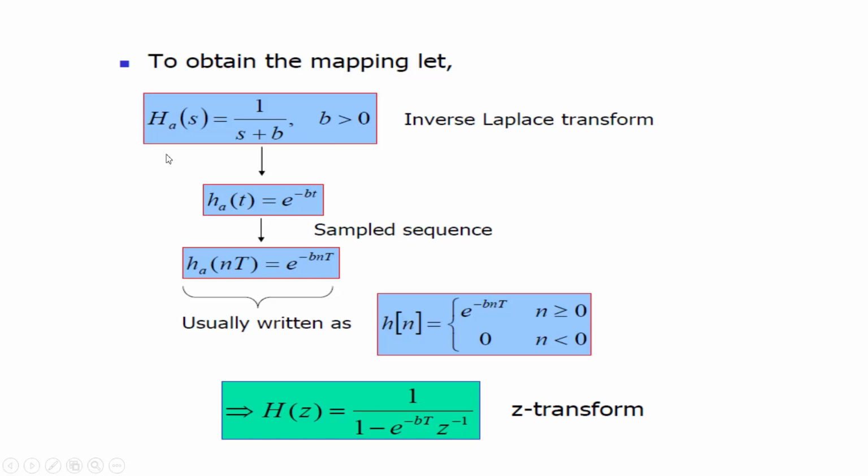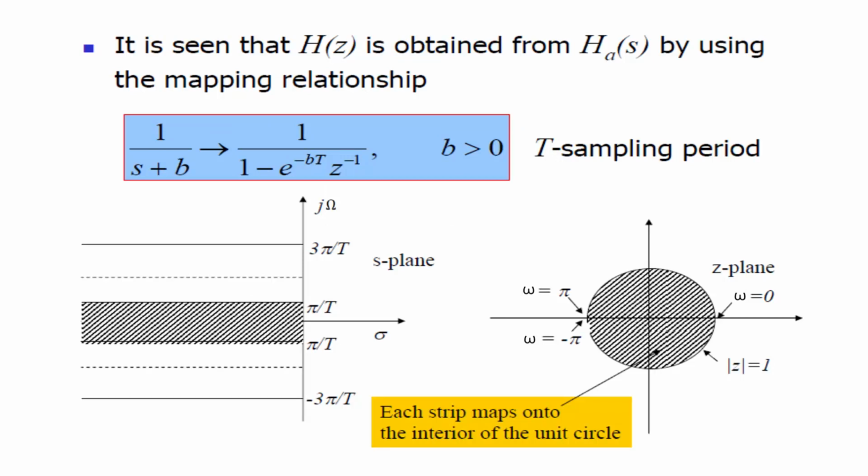The mapping is very clear. The mapping is, you will be given this transfer function in S domain. You need to apply the inverse Laplace transform to get the impulse response in the time domain. Then you get the sampled sequence by replacing t, small t, with n into capital T. And after that you need to take the Z transform, and finally you will get the digital IIR filter in the Z transform form, Z domain.